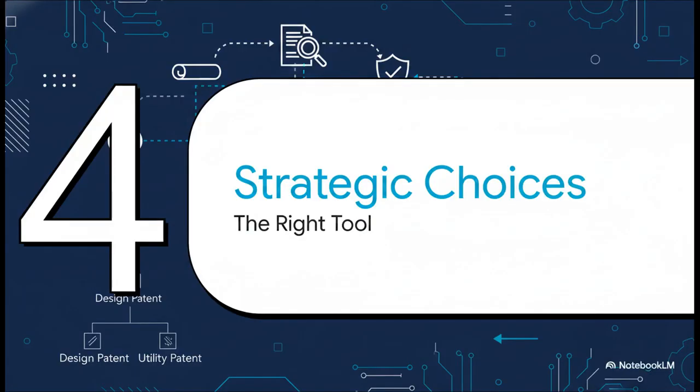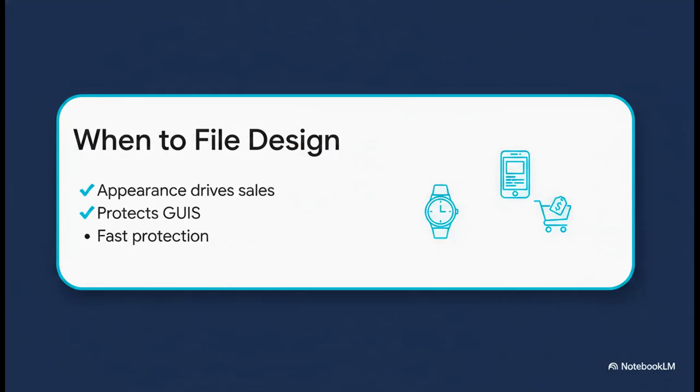Now that we have the costs established, we need to evaluate practical scenarios so we can determine the exact strategy for your specific product. Identifying the right tool for the job is essential here. We advise filing a design patent when the appearance of your product is what actually drives purchase decisions. This applies heavily to consumer goods, fashion accessories, packaging, or even graphical user interfaces on software.